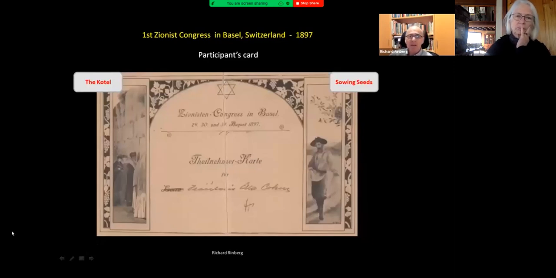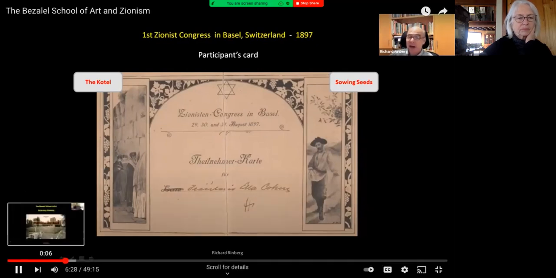Now, here's a participant's card from the first conference. What you can see on the left, the Kotel, and you've got the religious Jews who are praying. And in fact, women there, so men and women together, no mechitza, no division between them and no argument. And then on the other side of the card, a Jewish peasant who's, from their perspective in Palestine, sowing the seeds. And this is taking place in August 1897. You can see the Star of David. And interestingly enough, very sexist, the cards were printed for Mr., but this was actually a ladies' card. There were a few women at that conference.